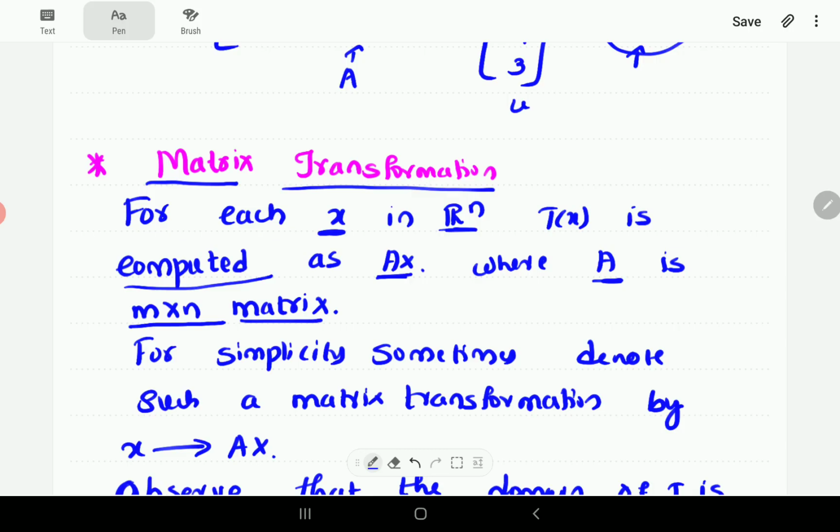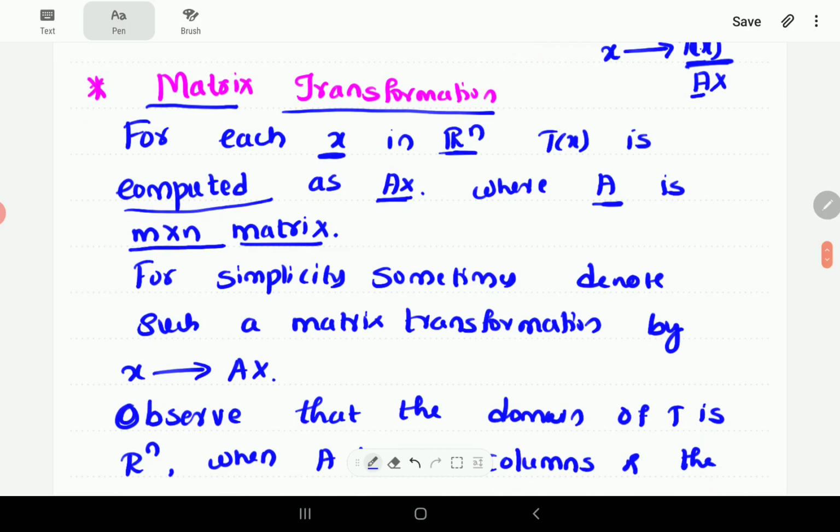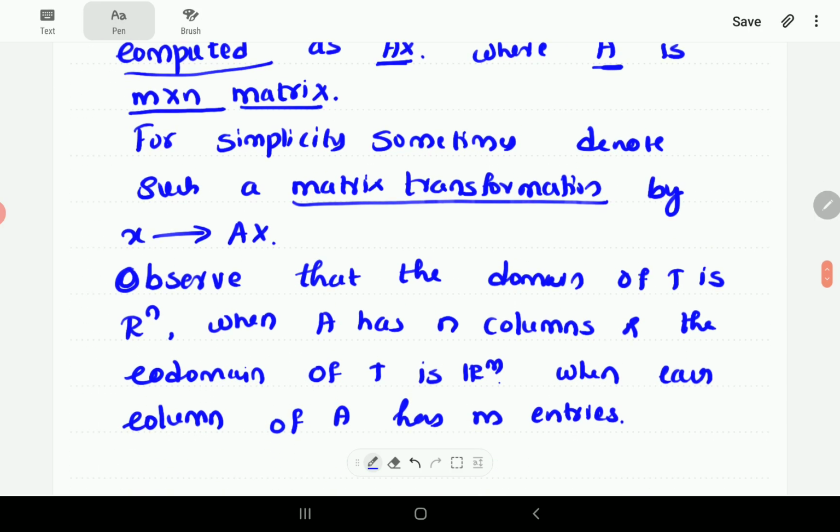So this T of x, the image which we were talking about, where x is transformed to T of x, I am writing my T of x, this image, as A into x, where A is an m cross n matrix. For simplicity, sometimes we denote such a matrix transformation, because now if you see, the resultant image you're getting is in terms of matrix A into the vector. So A is a matrix here. That's why it is called a matrix transformation. It involves the matrix, right? So it is called matrix transformation.